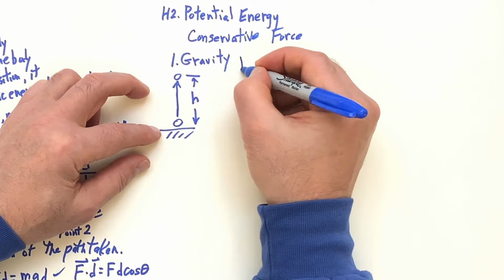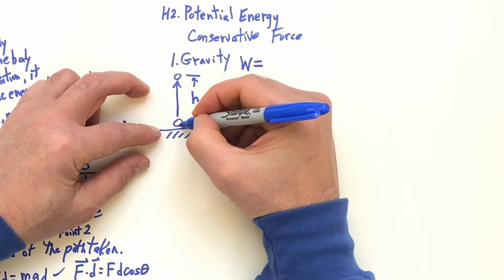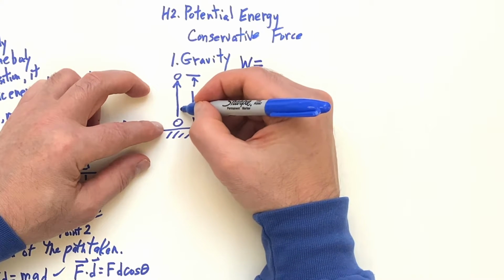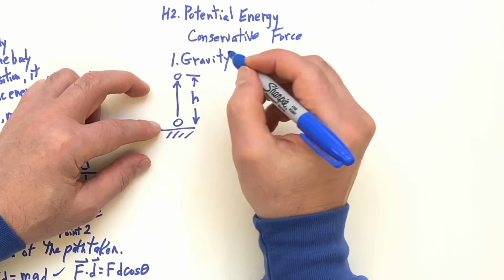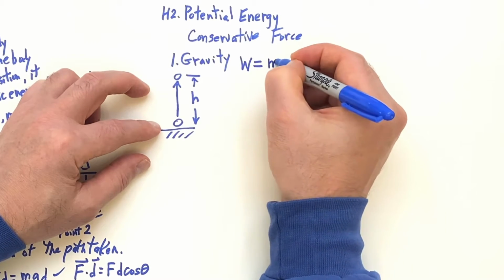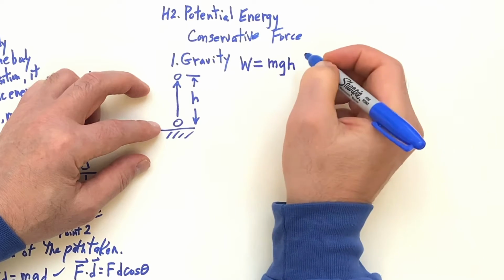So the work, let's say the work here, and let's go ahead and say we're just going to pick it up from the ground. We just pick it up from the ground using mg to gently get it up there. Then you have the work done as mgh.